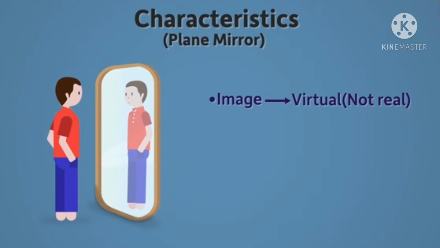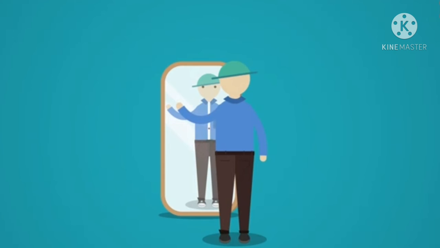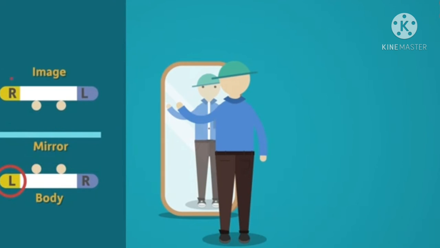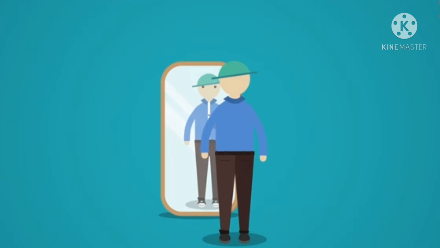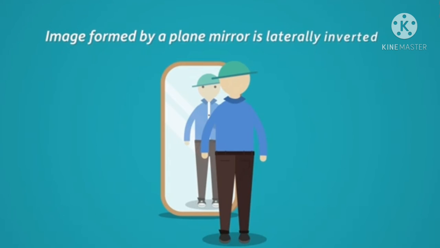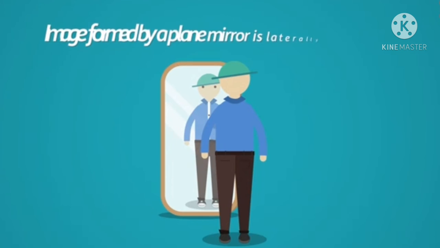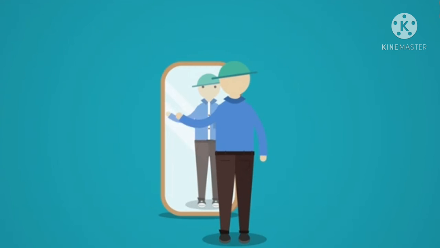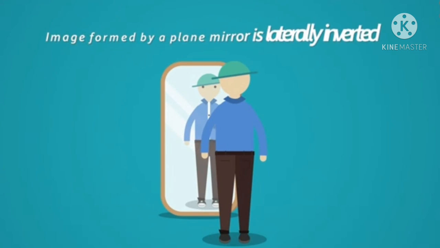Image formed is same size as the object and same distance as the object from the mirror. If you raise your right hand, the image appears to raise its left hand. The print on your t-shirt looks as if it is written backwards. This reversal of an image formed by a plane mirror from right to left is called lateral inversion.